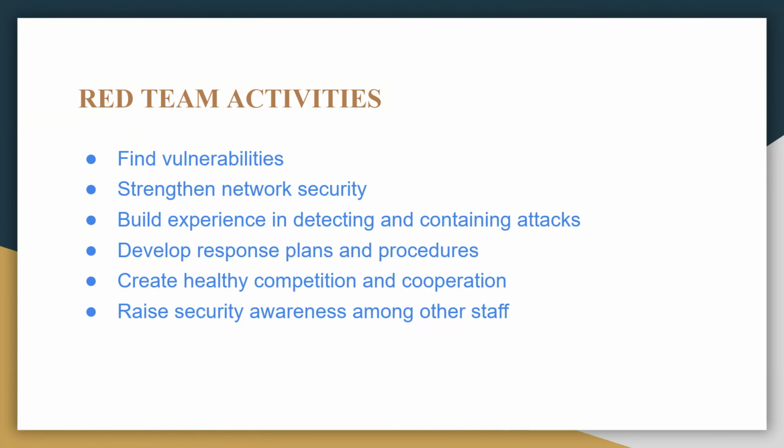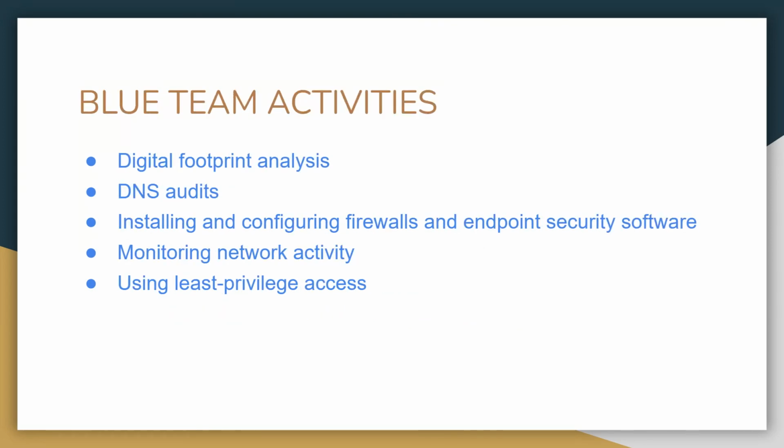And the red team activities include finding vulnerabilities, strengthening the network security, building experience in detecting and containing attacks, developing response plans and procedures, and creating healthy competition and cooperation and raising the security awareness among other staff. And the blue team activities include digital footprint analysis, DNS audits, then installing and configuring firewalls and endpoint security software, monitoring the network security, and then using least privilege access.